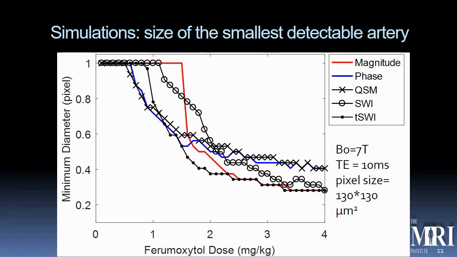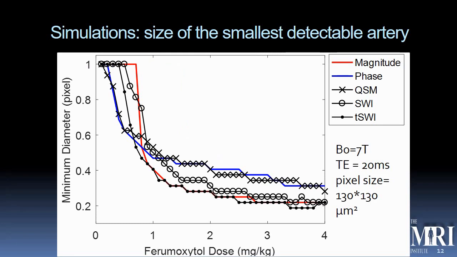Specifically, we simulated veins with diameter less than 1 pixel and measured CNRs of the veins on different types of images. We found that with higher concentration of Ferumoxytol, smaller vessels can be detected, but the size of the smallest visible vessel is dependent on the imaging parameters and the post-processing techniques. Higher imaging resolution and longer echo time lead to better detection of small vessels. Among all the image types, we observed that TSWI was one of the best images to be used for detecting small vessels at different ferumoxytol doses.